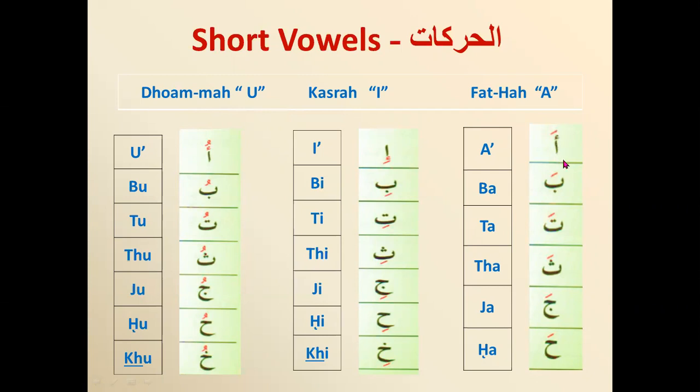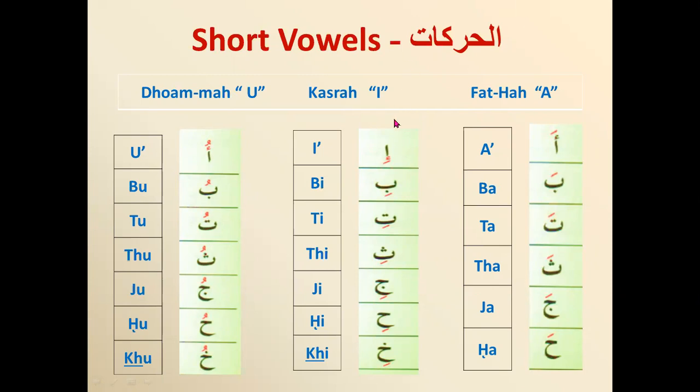So how do we read? We don't say hamza, we say hamza fatha. How do you read? A. So this is a. Ba fatha, we say ba. This is how we read now because the ba has been given the vowel of fatha. Next we have ta fatha, ta. Sa fatha, sa. Jim fatha, ja. Ha fatha, ha. So all this is fatha.